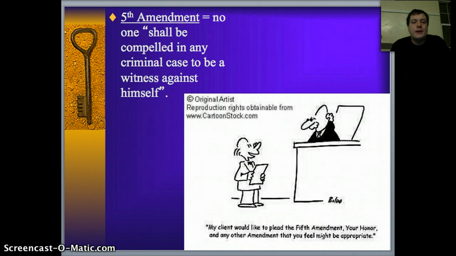Think of the Fifth Amendment, which says that no one shall be compelled in any criminal case to be a witness against himself. We think of in court dramas and other movies where people are on trial, when asked a question, they say, "I plead the Fifth." And this is what they're talking about. Meaning, if you're accused of a crime, you do not need to take the stand and speak against yourself in an incriminating way.